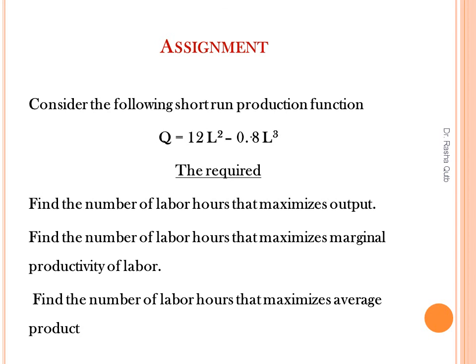Try to solve this assignment and send the answer to me. Consider the following short-run production function given by the following equation. The requirement is to get the number of labor hours that maximize output, the number of labor hours that maximize marginal productivity of labor, and finally the number of labor hours that maximize average product.